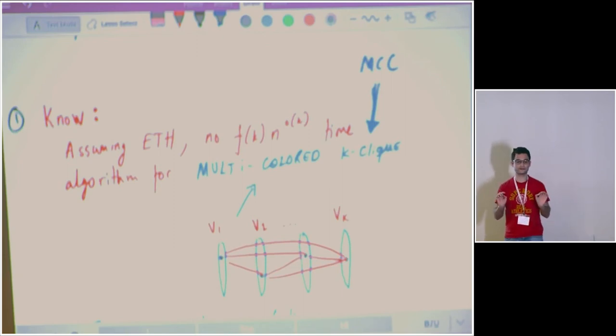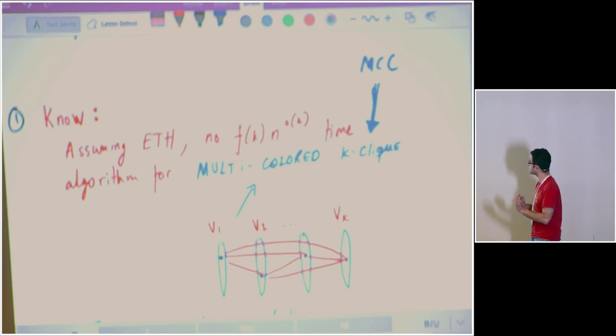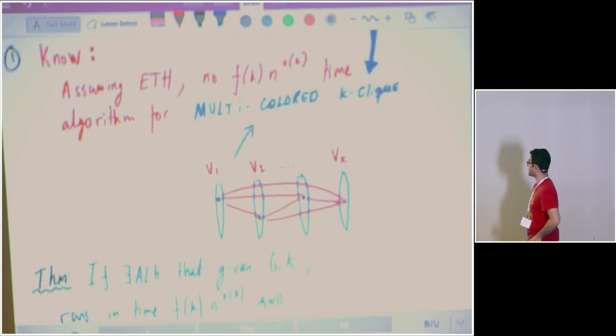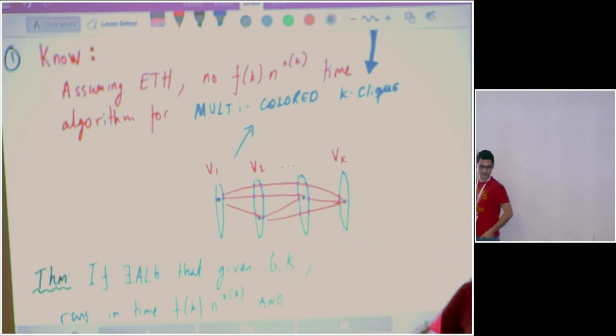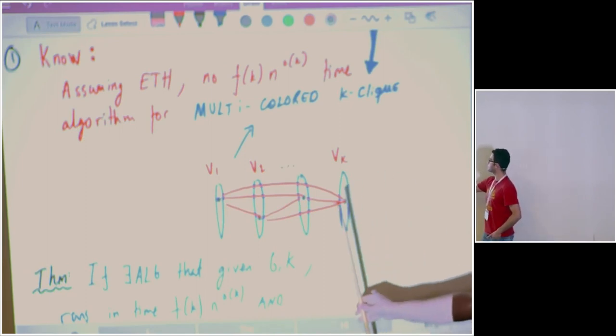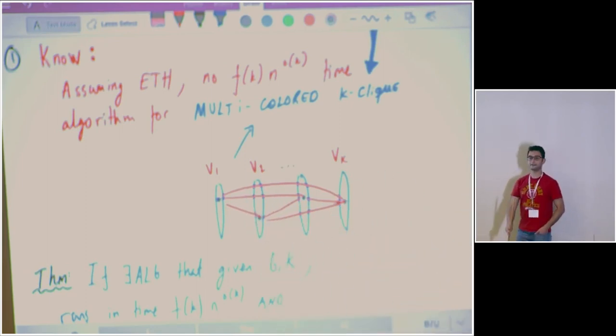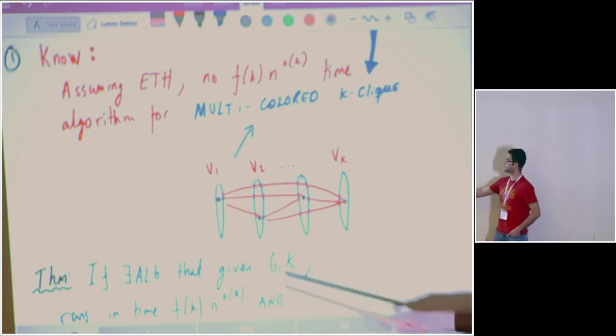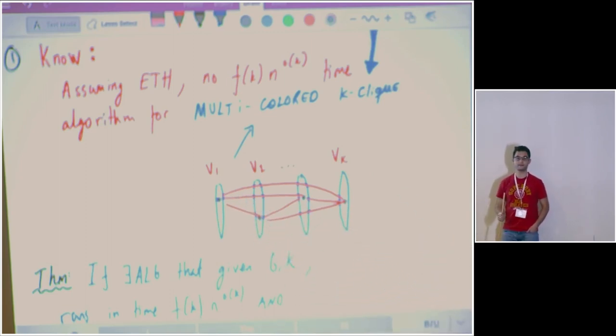Okay, so we're dealing with independent dominating set. And what we're going to reduce from is, of course, multicolored k-clique. This you've seen a few times during this school already. And we know that assuming the ETH, there is no f of k n to the little o of k time algorithm for multicolored k-clique. So what is this problem? I give you a graph G, which has been partitioned into k parts, V1, V2, up to Vk, and each part is an independent set. And now I ask you, find a clique of size k. Now clearly there has to be one vertex from every part. So this is known under ETH not to have an n to the little o of k algorithm.